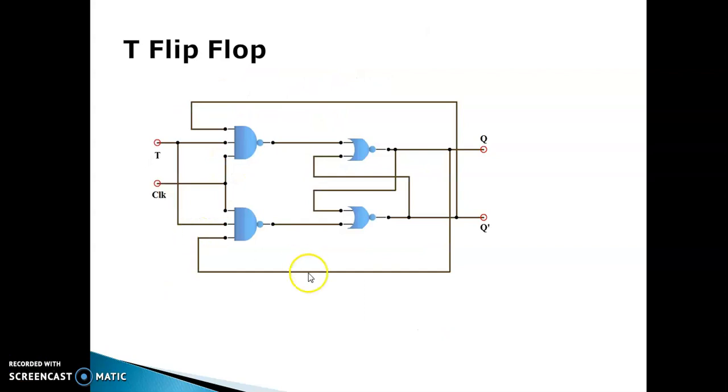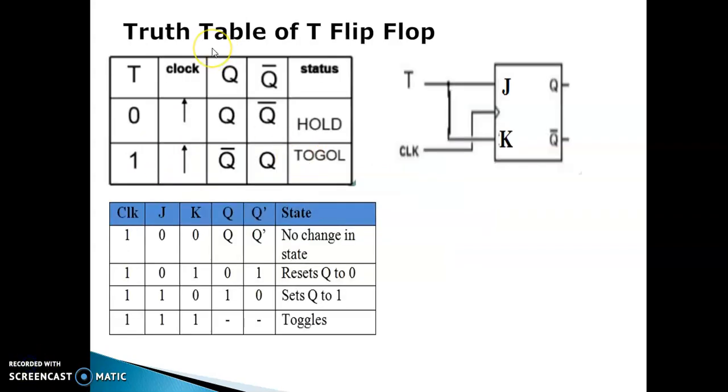Now look at the actual diagram of the T flip-flop, which is having 4 NAND gates. If you observe this diagram, it is nothing but a JK flip-flop diagram only. Only a slight change, that is J and K are connected together and this is a new input which is called T. Now see what will be the truth table for the T flip-flop.